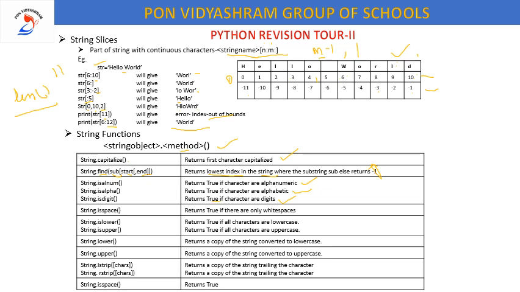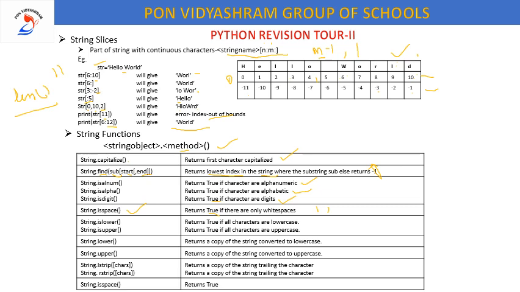The next function is string dot isspace. This tells me if the string contains only empty spaces. It can be n number of empty spaces. If the string contains only empty spaces or white spaces, it returns true or else it returns false. Next one, string dot islower.